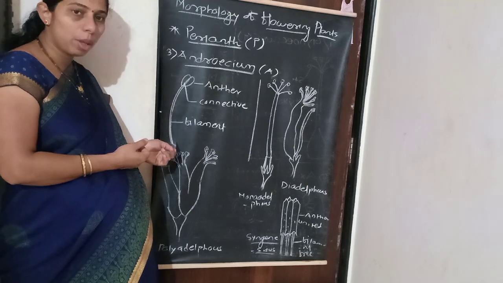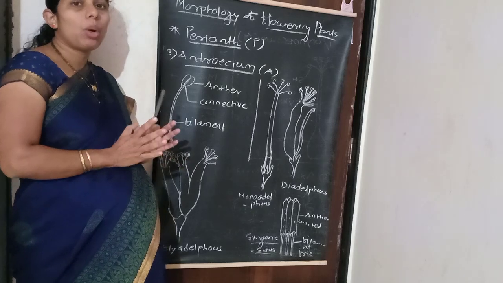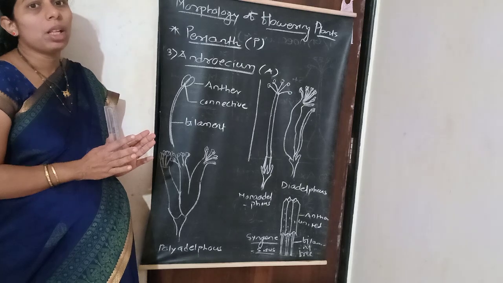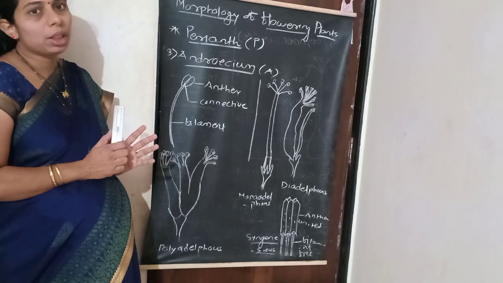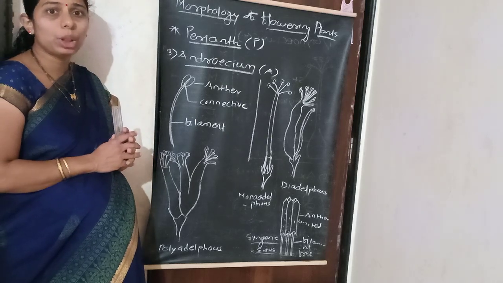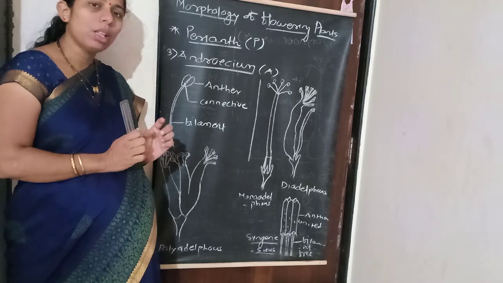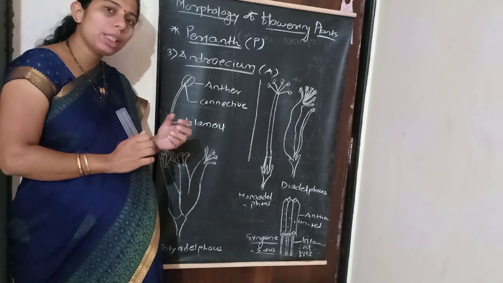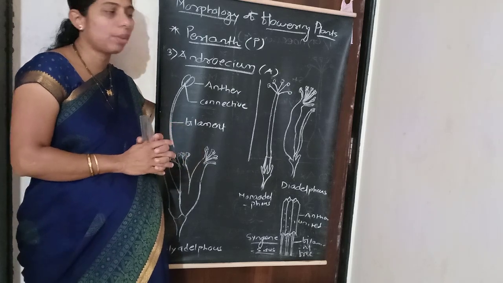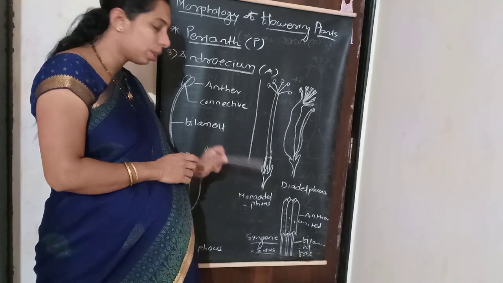Next one, such an androecium shows cohesion and adhesion. Cohesion means when the stamens are fused, that is, of the same whorl. These stamens fused with each other is called cohesion of the stamens. And adhesion of the stamens means fusion between dissimilar whorls. It is called adhesion. Fusion between dissimilar whorls. So here this condition is called monadelphous condition.